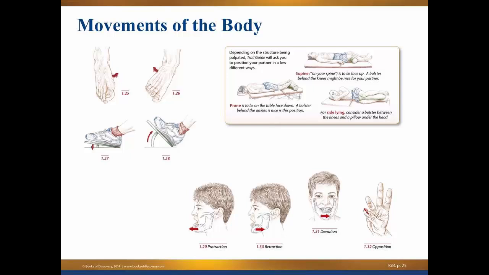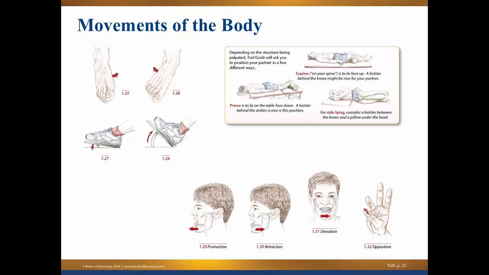What you see in the upper corner of the right-hand side are images that reflect how you position your client on the table. Quick review. Supine is face up, prone is face down. Then, of course, there's side lying position. For side lying, there's normally a pillow under the head and between the knees.